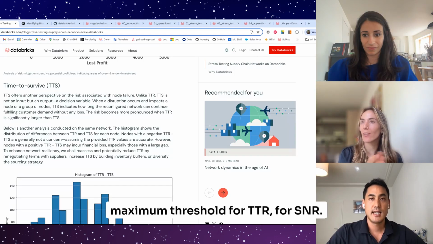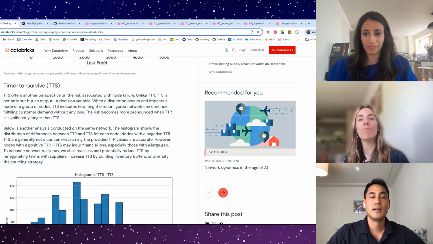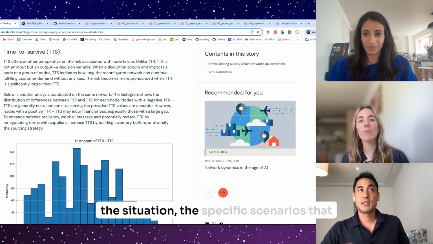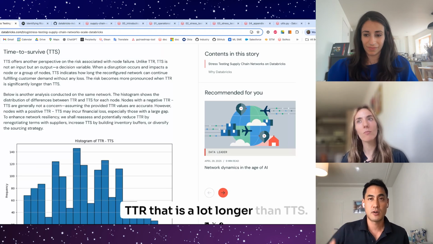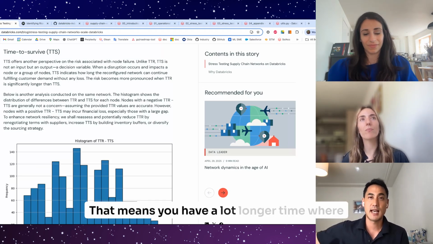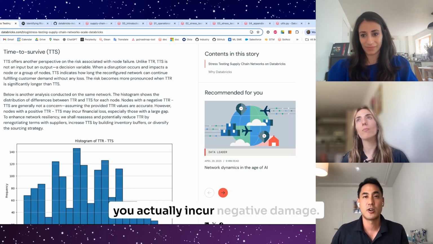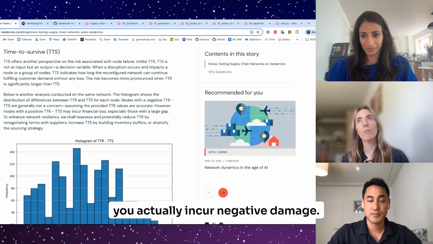Yes, exactly. So the specific scenarios that you need to pay attention to are when you have a TTR that is a lot longer than TTS. That means you have a lot longer time where you actually incur negative damage.